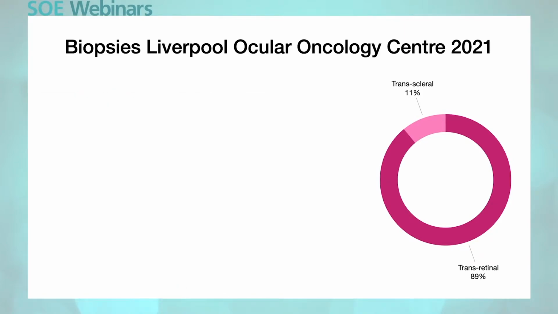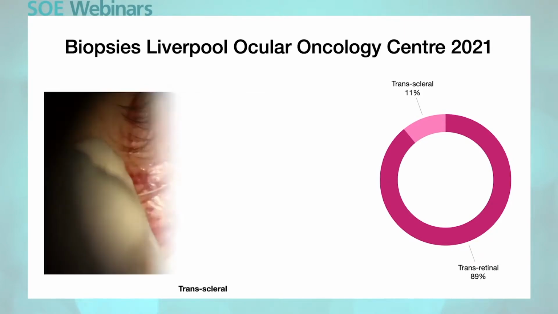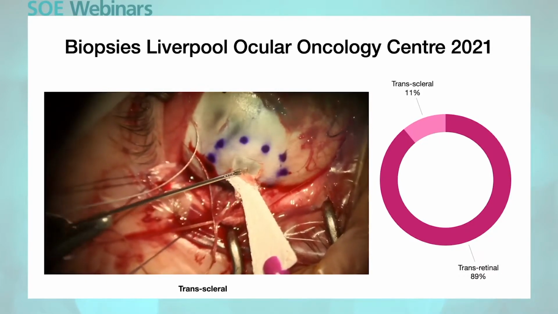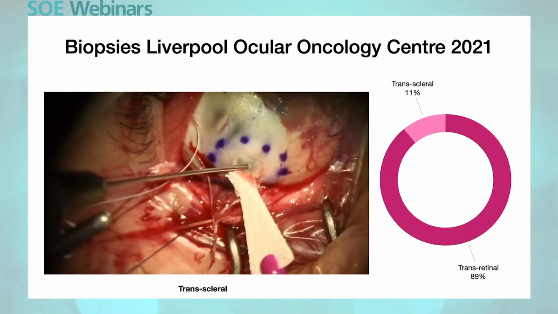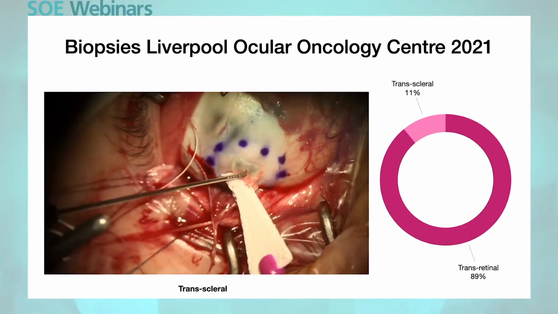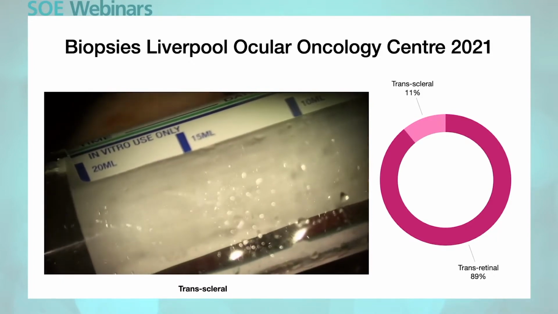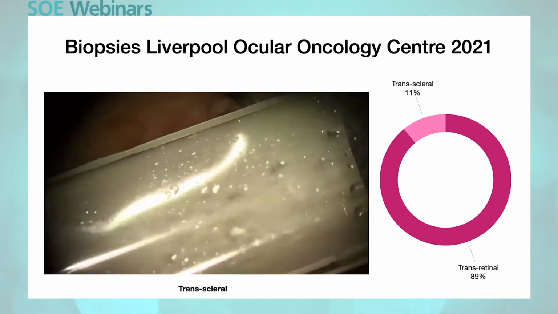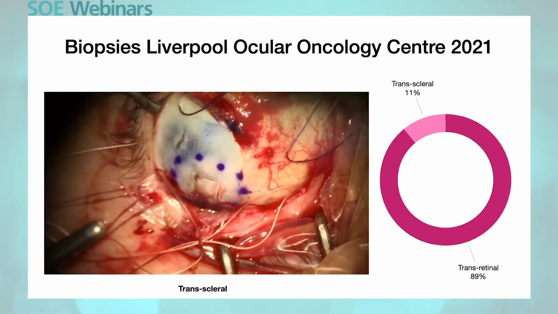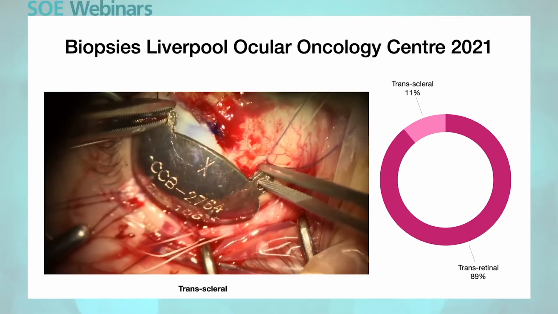For the transscleral technique, we perform a scleral flap, then a cut down to the choroid. We use the Essen forceps to get material out of the tumor, and then we use tissue glue to seal this tunnel so that cells don't escape. We check for cells, and after we sealed it with tissue glue, we put a plaque straight on to minimize the risk for seeding.